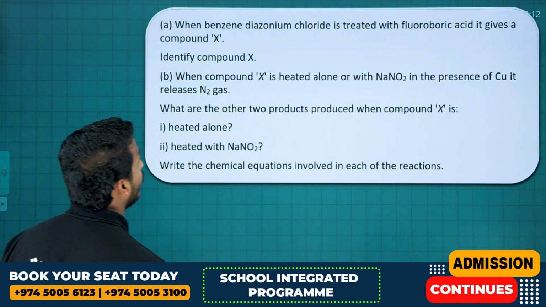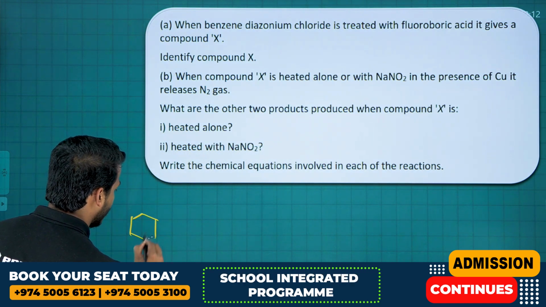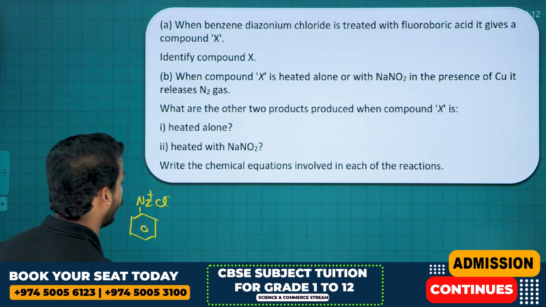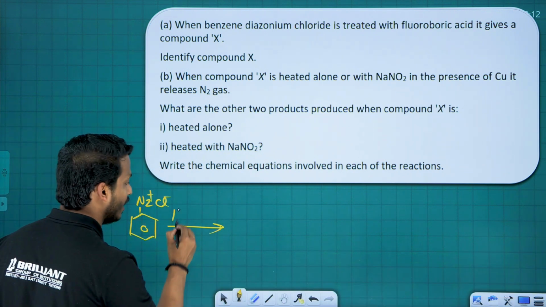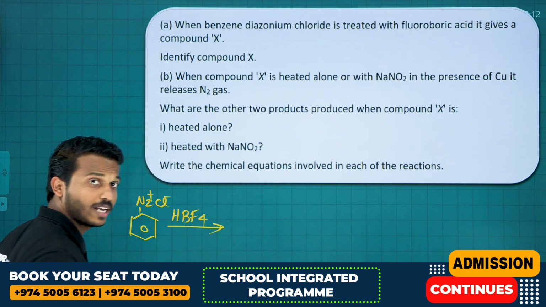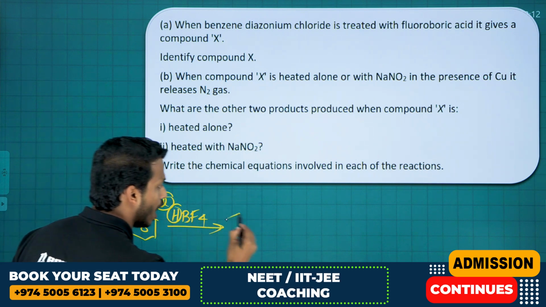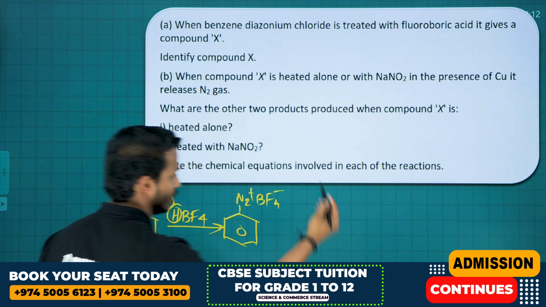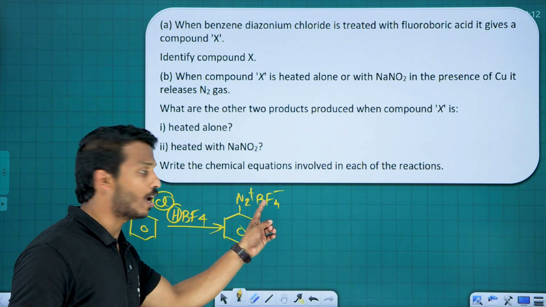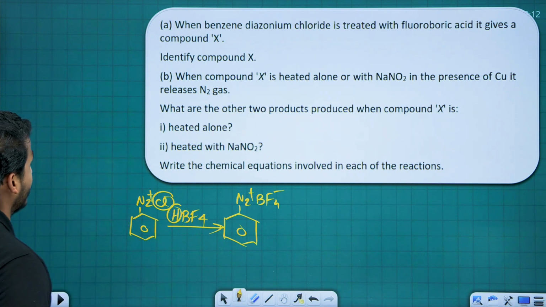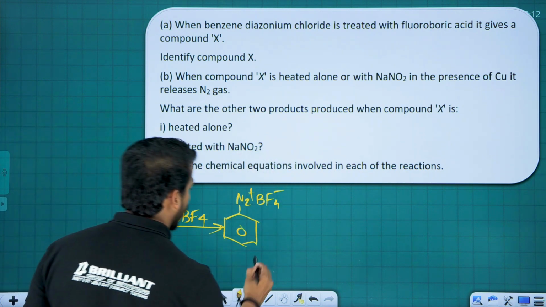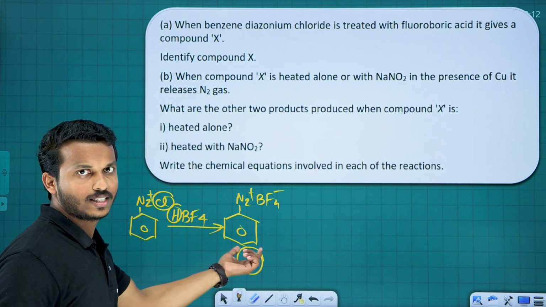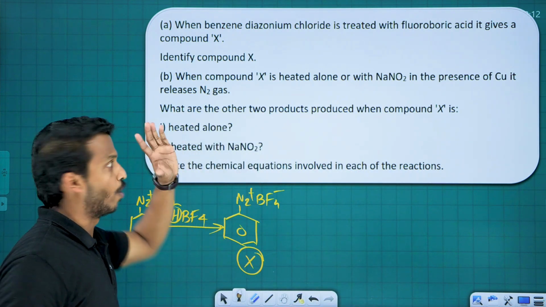When benzene diazonium chloride, benzene with N2Cl, is treated with fluoroboric acid, HBF4, you know what happens? The H and Cl go out, and you get benzene with N2+ BF4-. You will get benzene diazonium tetrafluoroborate. Okay, next. This forms compound X. Identify compound X. This is benzene diazonium tetrafluoroborate.